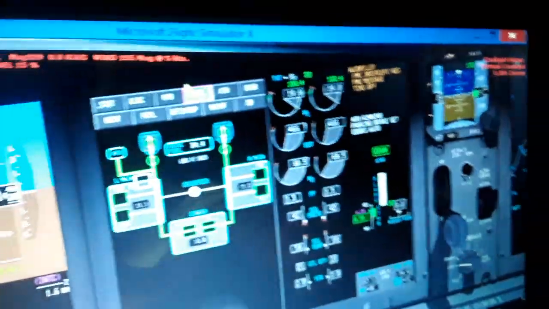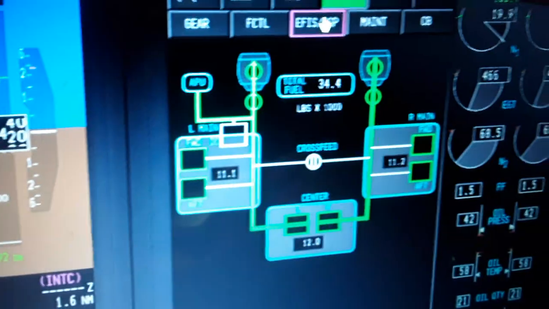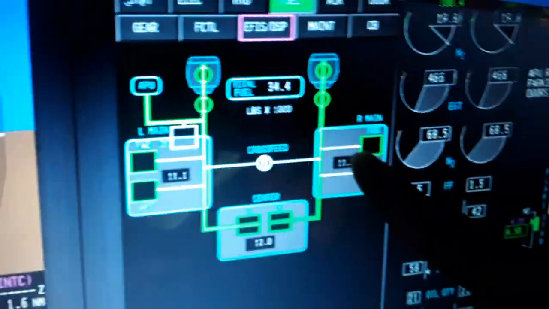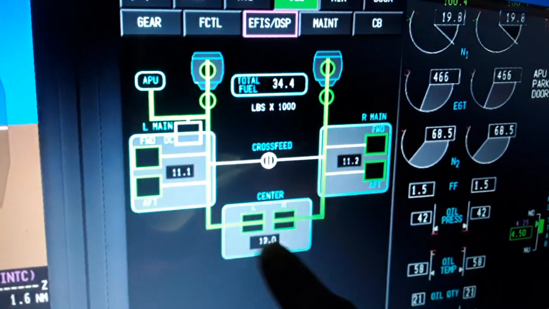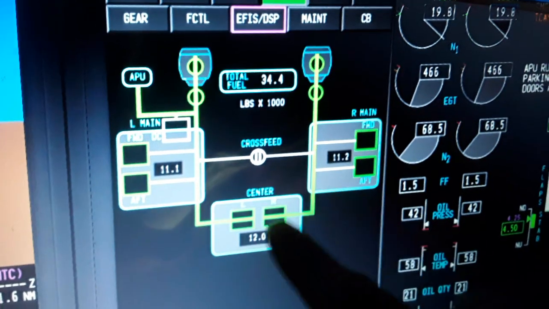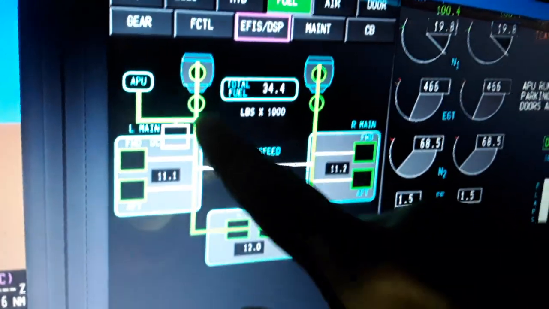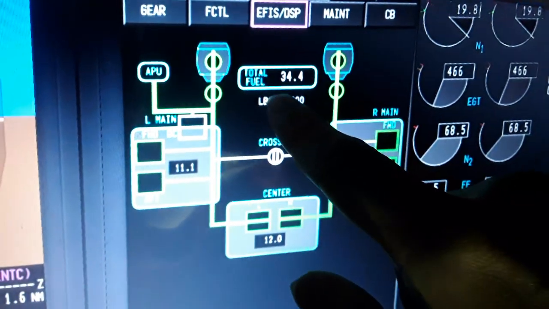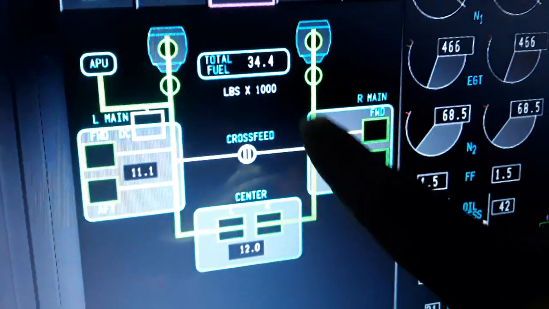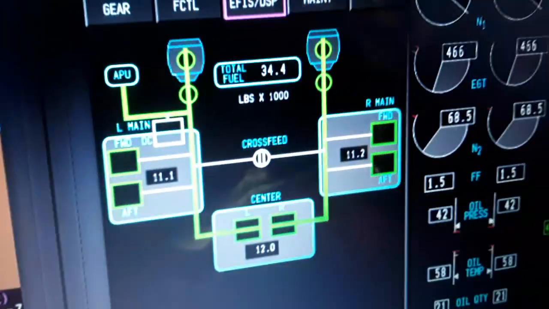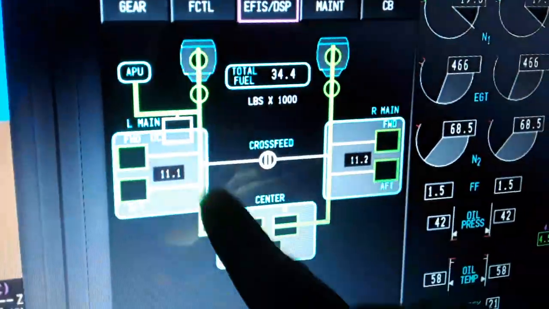So we have the engines here, and the fuel tanks. So you can see the left and the right wing fuel tank, how much fuel you have in the left and the right wing. Also in the center tank, 11,000, 11,000, 12,000 pounds. You can see the total, 34,400 pounds. You can see the low and high pressure fuel valves in the left and the right engine are open and feed both engines from the center tank.